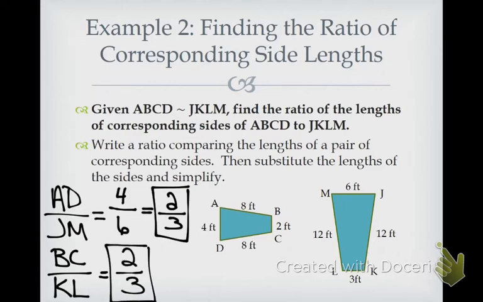And if we do all 4 pairs, they're all going to reduce down to 2/3. So you see, it doesn't matter if Talmadge picks BC over KL, or Janie picks AD over JM, or Lexi picks a different one. As long as it's a corresponding pair, it's going to be the same exact value. So that's why you only have to do one. Do you see how example 2 ties in with example 1? You've got to be able to recognize which sides are corresponding in order to do this. You've got about 3 of these questions on your homework.